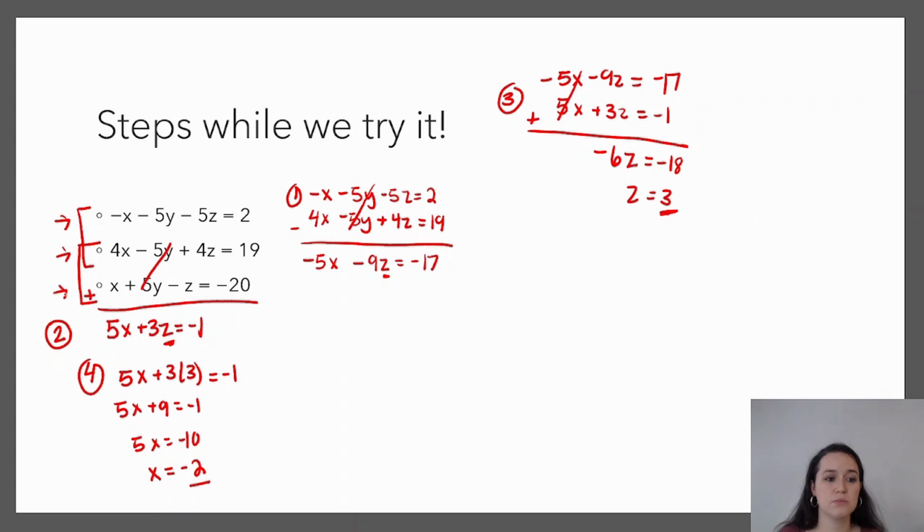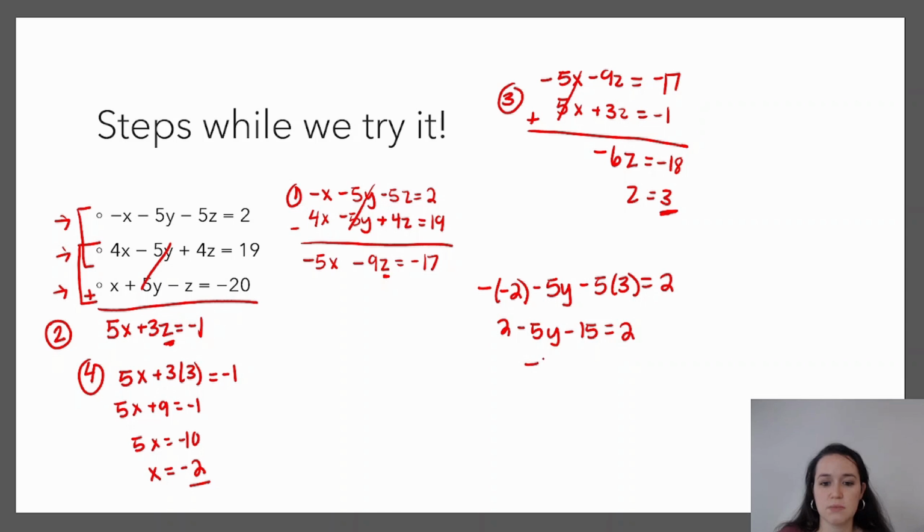Pick one. It's up to you, whichever one looks easiest to you. I'm going to do the top one. Okay, you could do the top one, the middle one, or the bottom one. That's totally up to you. So I have -x, so -2, minus 5y minus 5z, which is 3, equals 2. So I'm going to get +2 minus 5y minus 15 equals 2.